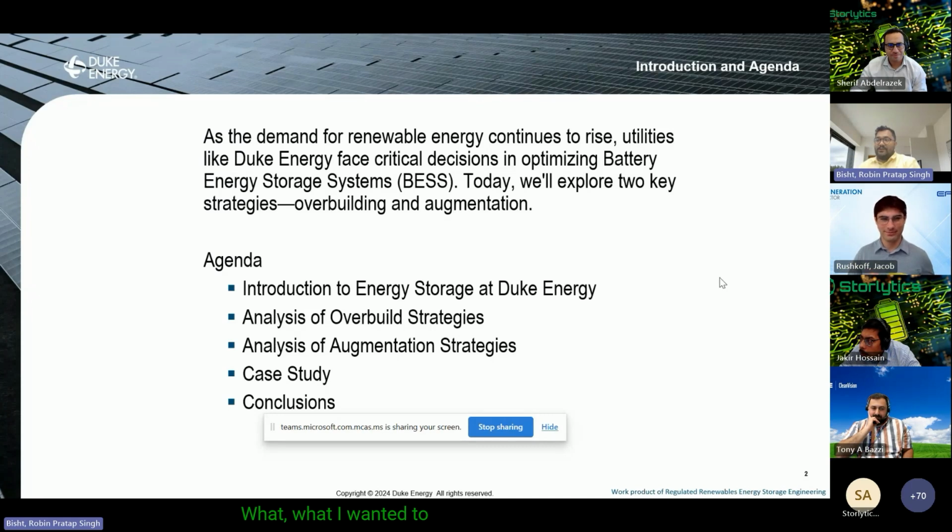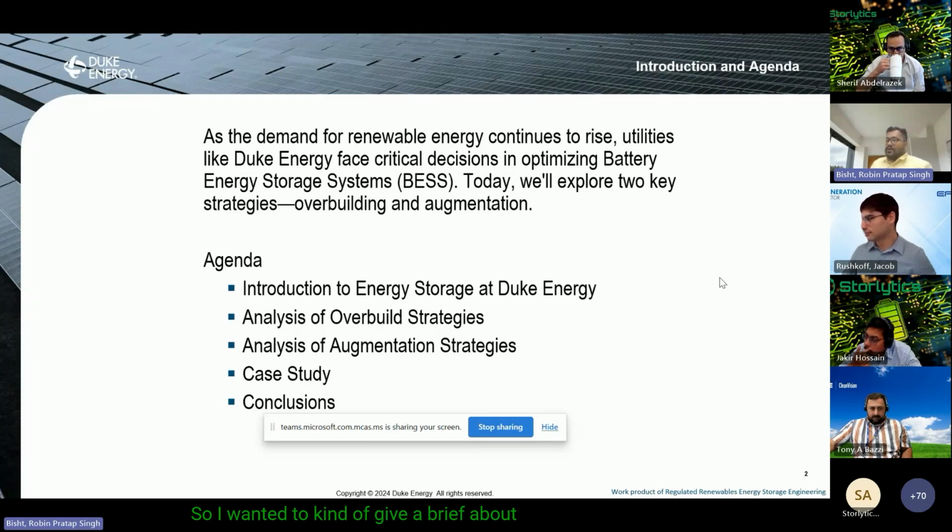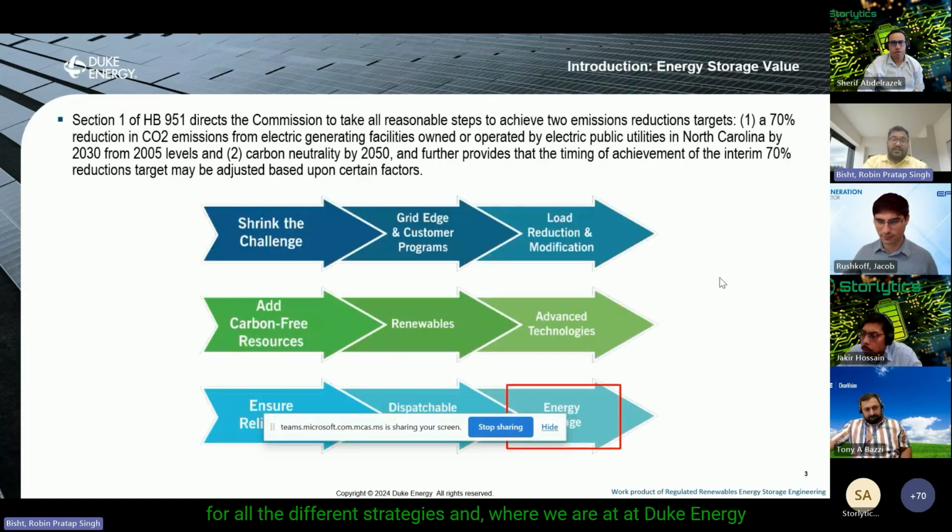What I wanted to add to this conversation is some of the initial thoughts we are having on augmentation for the projects that are coming in really quick at Duke Energy. And what are we thinking about pros and cons for overbuild versus DC augmentation versus AC augmentation. So I wanted to give a brief about what we're thinking right now for all the different strategies and where we are at Duke Energy.